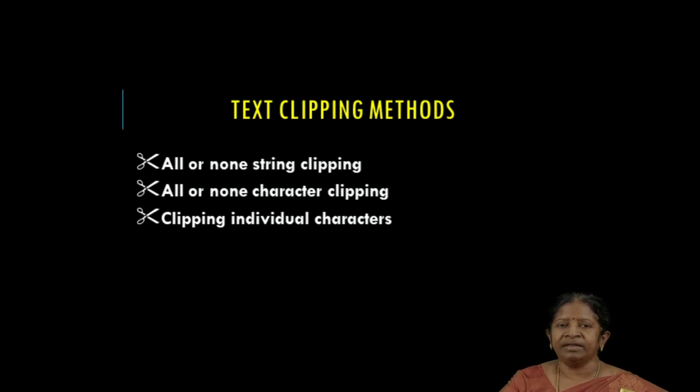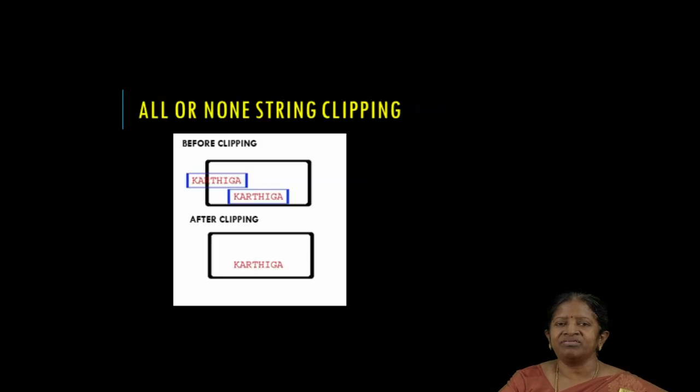The first one is the fastest one, all or none string clipping. The second one is all or none character clipping, and the third one is clipping individual characters. So first we will be seeing all or none string clipping.